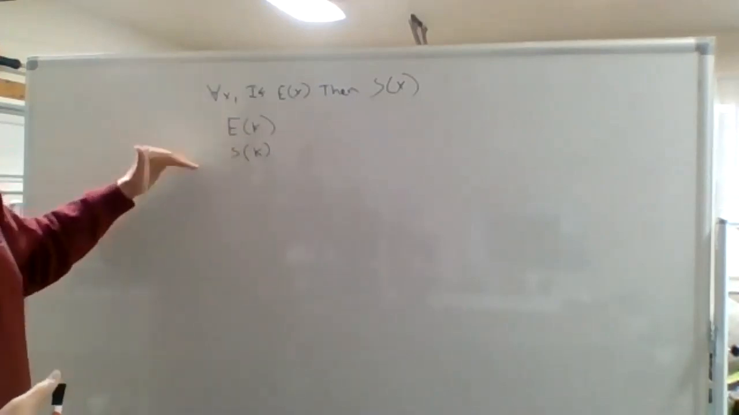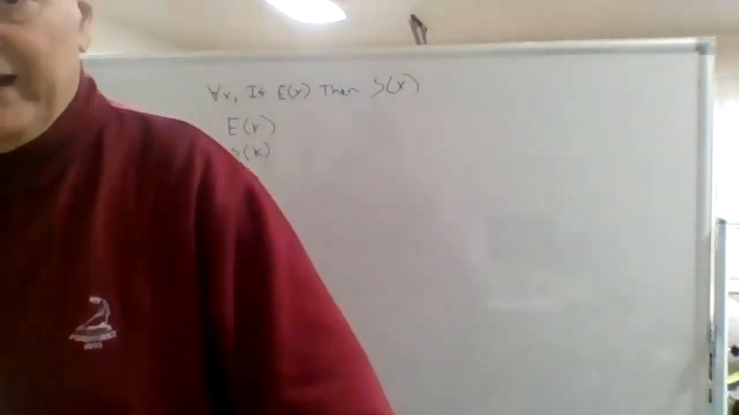This is a valid form of argument, and it's known as universal modus ponens with universal instantiation. Let's go back.